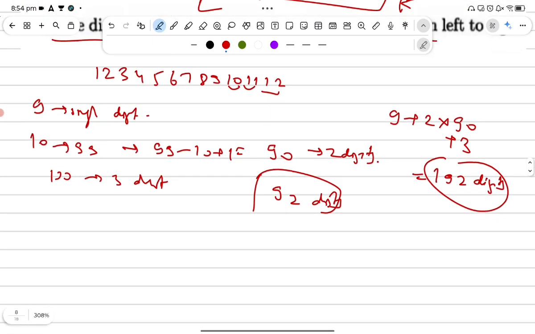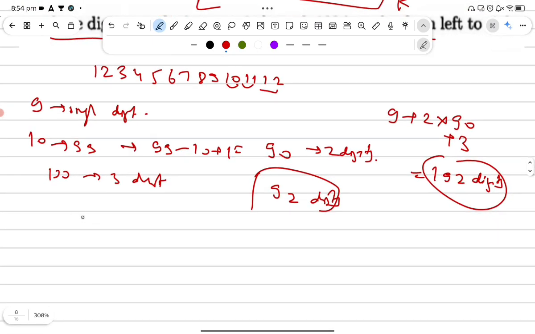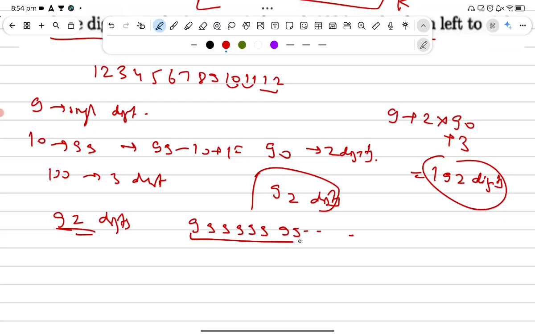All right. So you have a 92-digit number at first. The observation you need to make here, something you need to think on your own, is that in order to get a maximum number, you need to have as many nines in the beginning as possible. The more nines you have, the better it is for you, right?